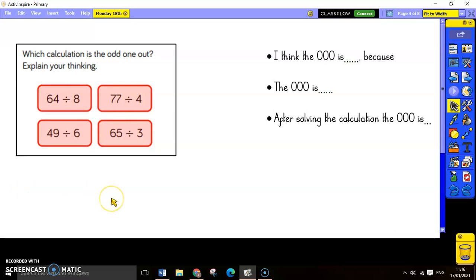Okay, so pause now, then go and use your chunking method to solve these 4 calculations, and then from that you should be able to write a simple sentence using these sentence stems to tell me which one you think is the odd one out. So pause now and then go and have a go. Don't forget, the answers are available for you. So get a family member to check them at the end when you've managed to do all the calculations. So well done for solving problem number 2.